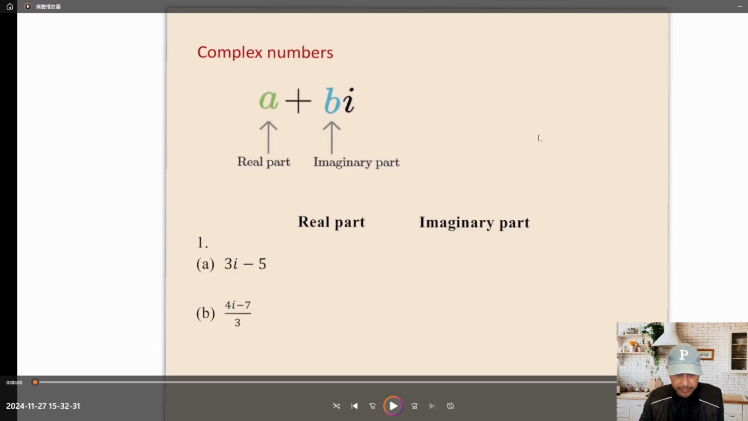We all know that complex numbers consist of real parts and imaginary parts. For example, in the complex number a plus bi, a represents the real part while b is the imaginary part. Example 1, the complex numbers are not presented in the standard form of a plus bi. We need to simplify the expression a bit before we can identify the real and the imaginary parts.